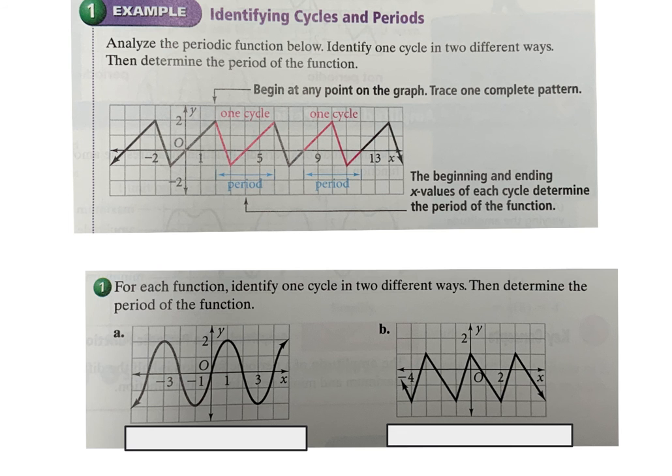It says analyze the periodic function below. Identify one cycle in two different ways, then determine the period of the function. If this is a periodic function, you should see the cycle more than once. They just showed two parts of the cycle. Here's one cycle, and here's another cycle. They just picked it up at two different places. They started at the top, went down and back up to the top. And here they started on the axis, went up, down and back up to the axis. Both of those should have happened over the same length of time.